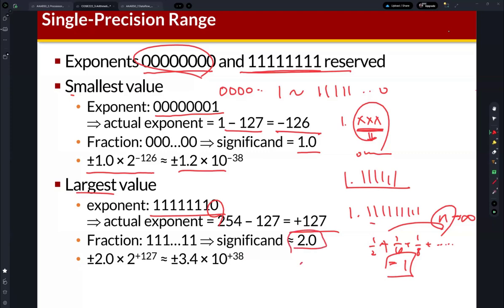So it's not exactly 2, but it's around 2. It's similar to 2. So 1.11111, which is 1 over 2, 1 over 4, and so on. This is the largest value, and it's similar to 3.4 multiplied by 10 to the power of 38.